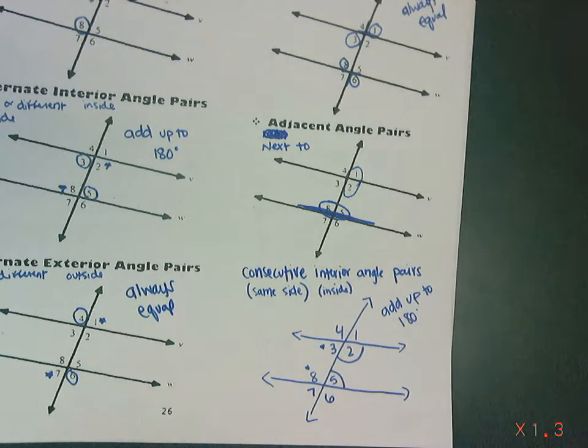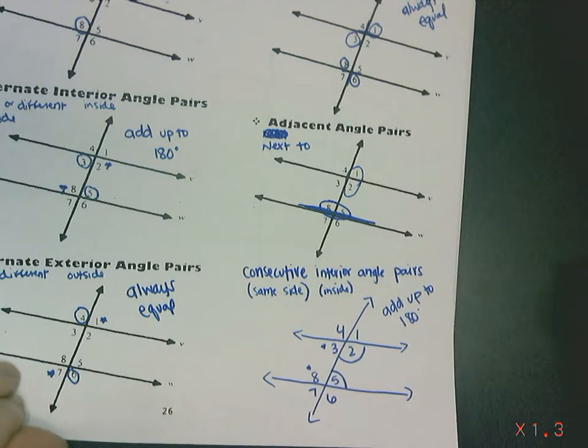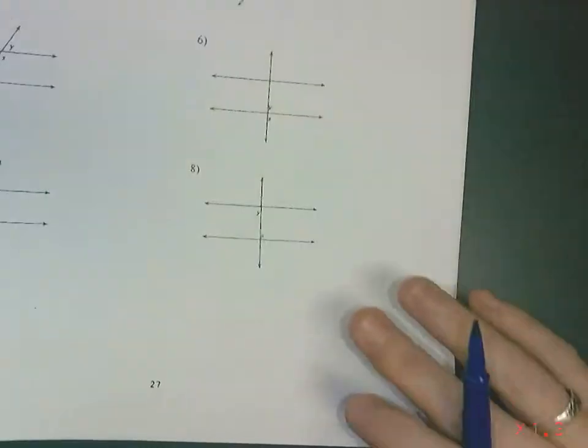So angle 2 and angle 5 would add up to 180 degrees, and the same for angle 8 and angle 3, they would add up to 180 degrees. Let's try a few problems on your homework. Your homework is pages 27 to 29.